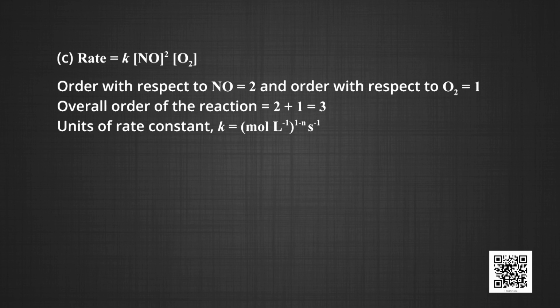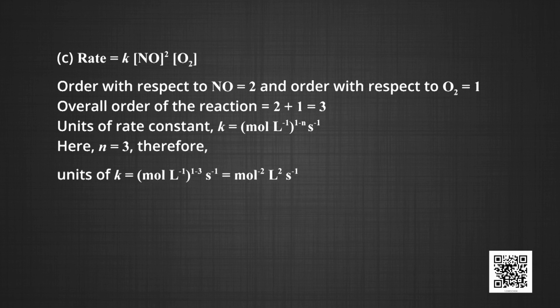The unit of the rate constant K is equal to moles per liter raised to power 1 minus n per second. Now, putting in the value of n, here n is equal to 3, therefore, the unit of K is equal to moles per liter raised to power 1 minus 3 per second. After calculating, it will come out to be mole minus 2 liter square second inverse.